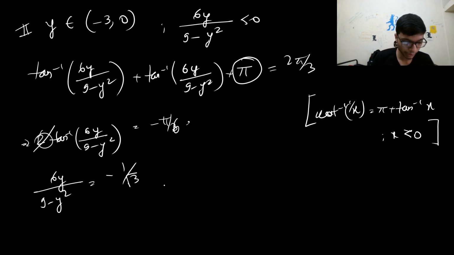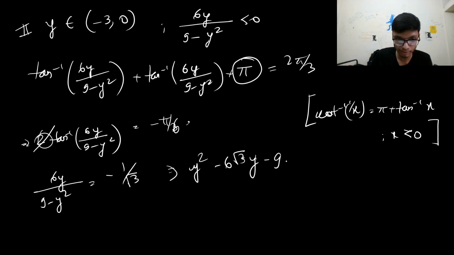So from here, if you solve this, you get the quadratic equation. Sorry, I'm very sorry. So from here you get the quadratic equation as simply y square, minus 6 root 3 y, and then minus 9 is equal to 0. So this is the quadratic you get from here.